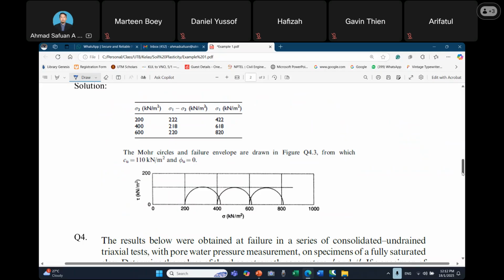Okay. So, find the values of the shear strength parameters C and phi. If a specimen of the same soil were consolidated under an all-round pressure of 250 and the principal stress difference applied with the all-round pressure changed to 350, what would be the expected value of the principal stress difference at failure?